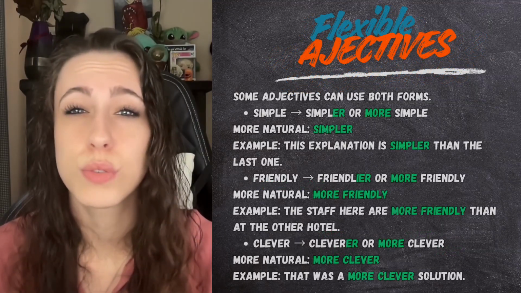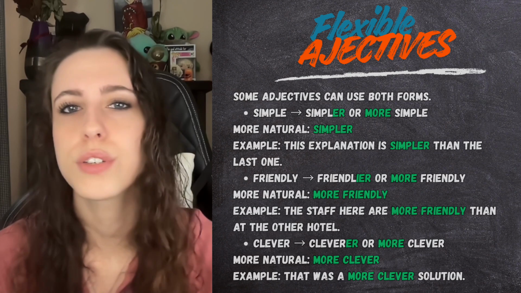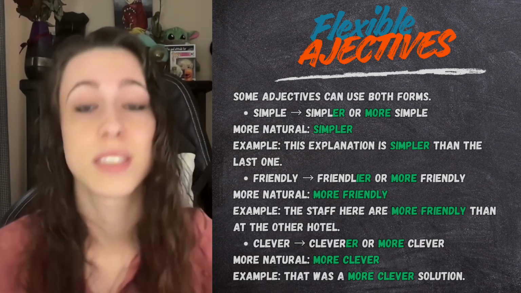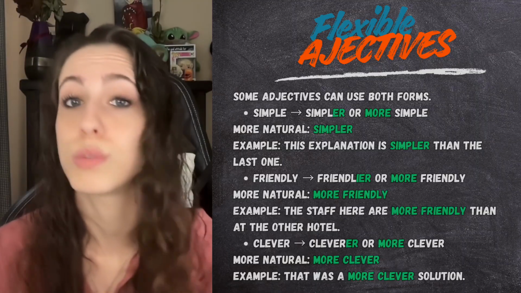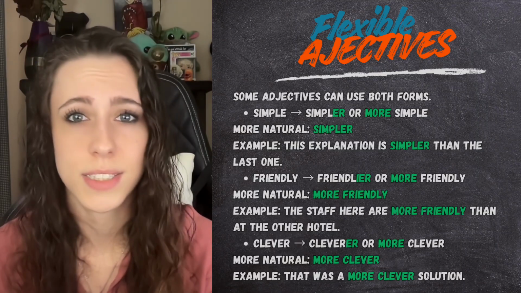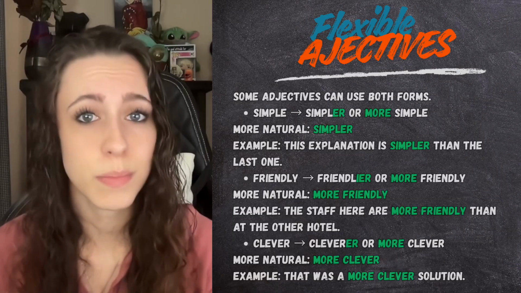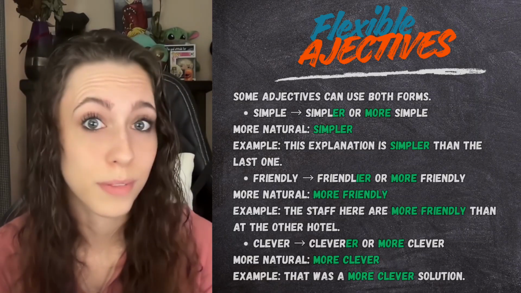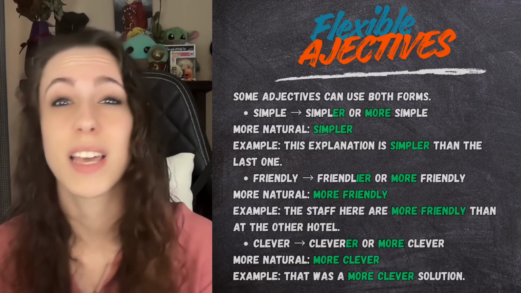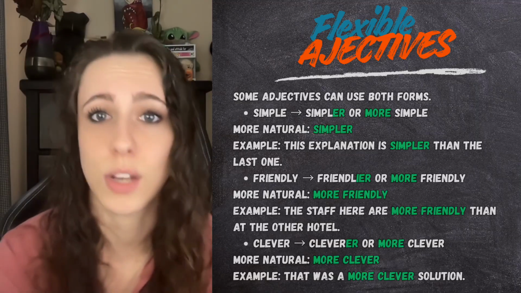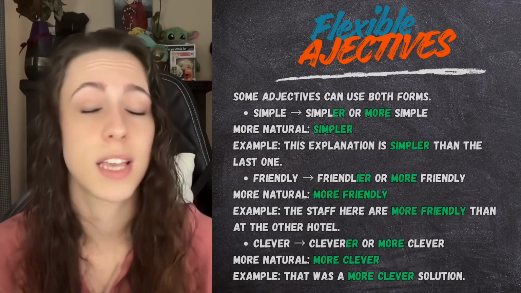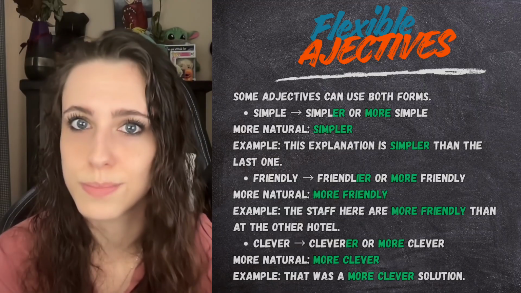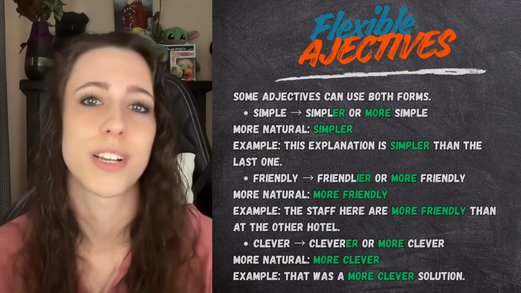Some adjectives use both forms. I'm going to use simple as an example here. Simpler, simplest, more simple, most simple. Both are correct, although I will mention simpler and simplest sound more natural. For example, the explanation is simpler than the last one. We can also say the explanation is more simple, but this just does not sound as natural. But keep in mind, both are acceptable.